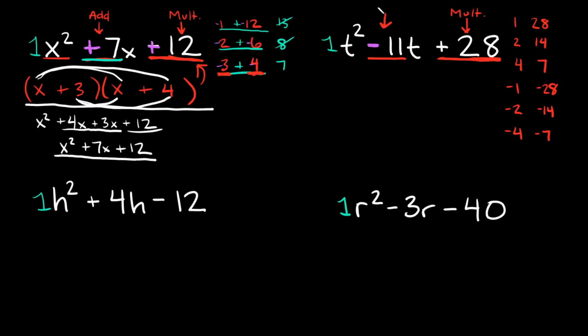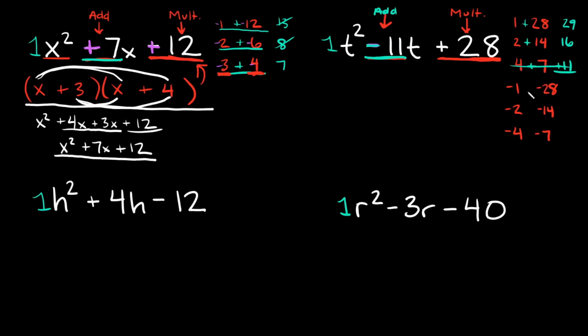So now we need to figure out which one of them add up to negative 11. Okay, so starting at the top, 1 plus 28, that's equal to 29. 2 plus 14, that's equal to 16. 4 plus 7, that's equal to 11, okay? But I'm looking for negative 11, right? This one is positive 11, so it's definitely not this one, okay?